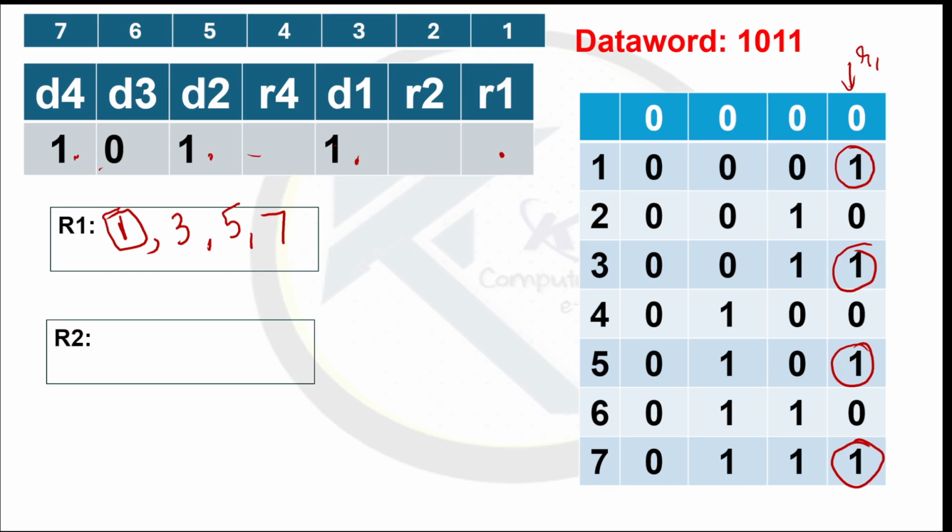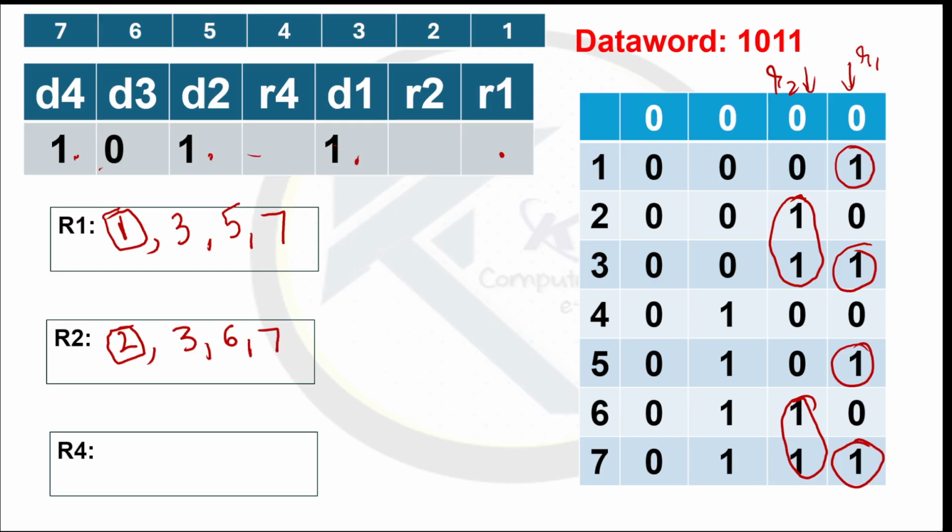Right? For R2, you have to look for this column. So just see in which locations have value 1. So that comes out to be 2. So 2 is for your redundant bit, and the rest of the 3 locations are 3, 6, and 7. For R4, you have to look into this column. So just see, these are the locations where we have value 1. So that comes out to be 4. This is our redundant location. And then 5, 6, 7.